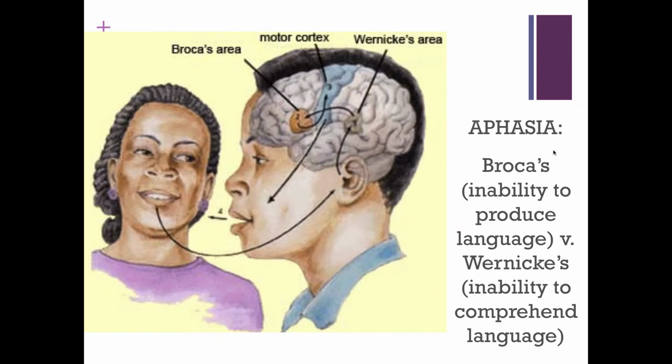Aphasia, you may recall, is an inability to use language. There are two different types. Broca's aphasia, which is the inability to produce language. You remember Sarah, the young girl who's a stroke survivor, for whom language production is very effortful. And then we have also Wernicke's aphasia, which is an inability to comprehend or produce language that is comprehensible.